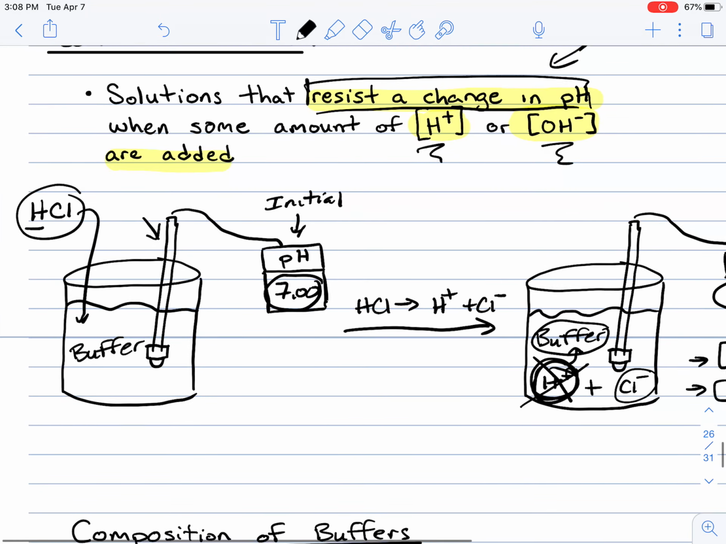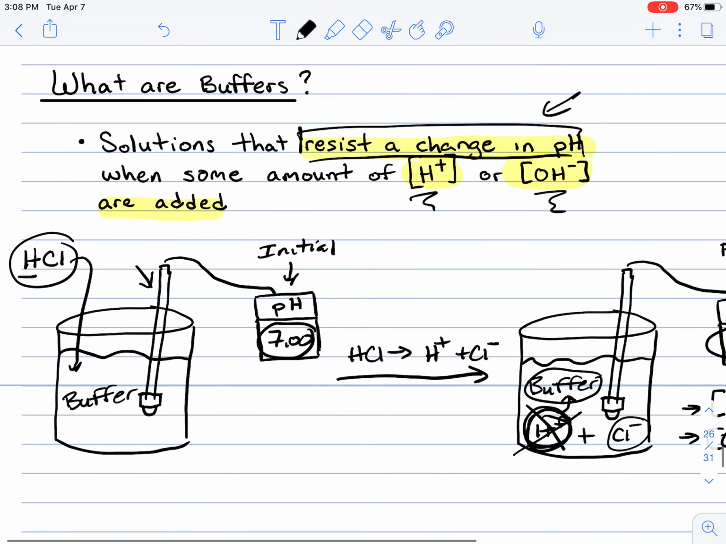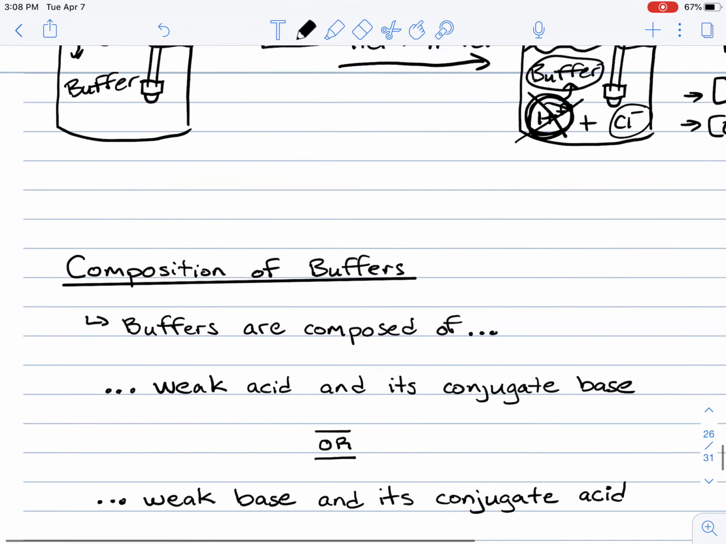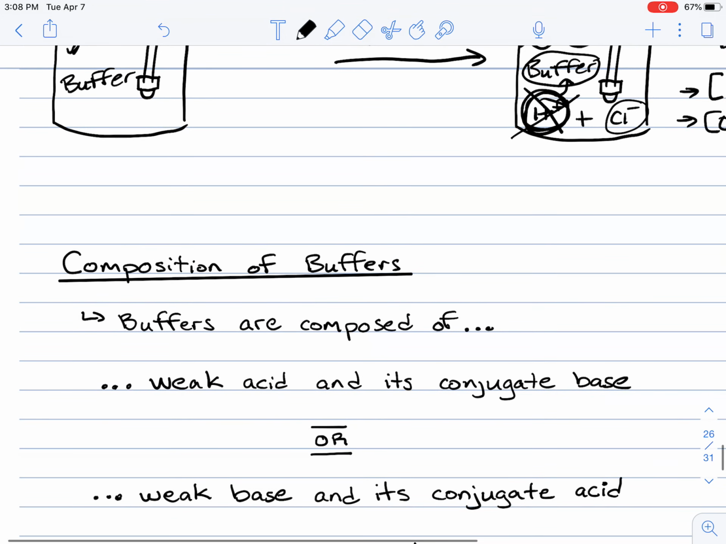Now that we've discussed the definition of buffers, we're going to go ahead and talk about the composition of buffers. So what are they composed of? What is this magic mixture? Buffers are composed of something that we've already discussed: a weak acid and its conjugate base. Another way that these buffers can be composed is having a weak base and its conjugate acid.